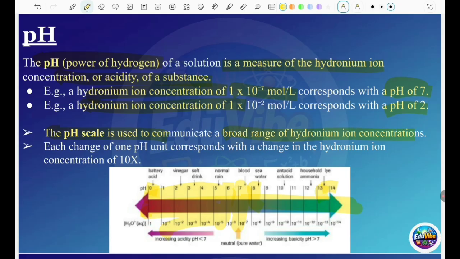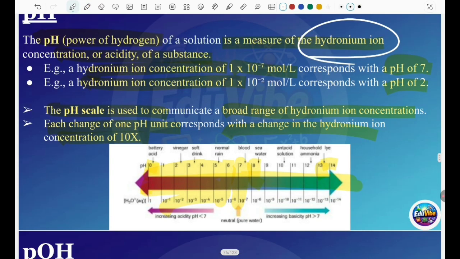So across the broad range of hydronium ion concentrations, we have different concentrations. Each change of 1 pH unit corresponds with a change in the hydronium ion concentration by a factor of ten. So if the pH changes by every unit, the hydronium ion concentration changes by a factor of ten. The concentration changes very quickly, by a very large amount. So that's all about the pH. With pH we're talking about basically the hydronium ion.